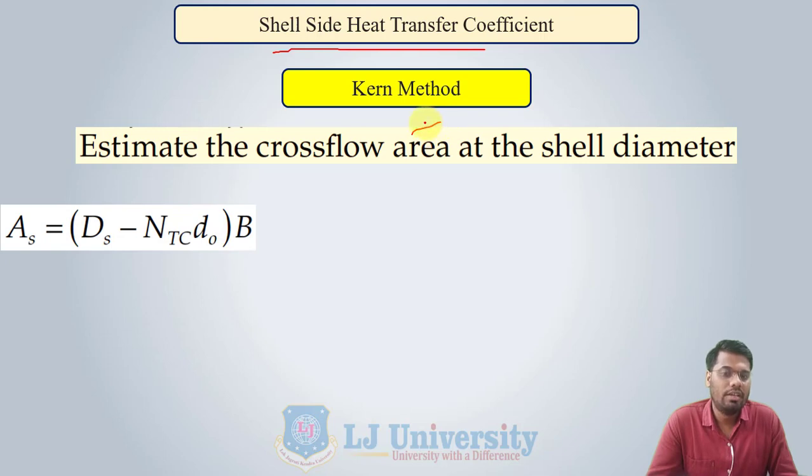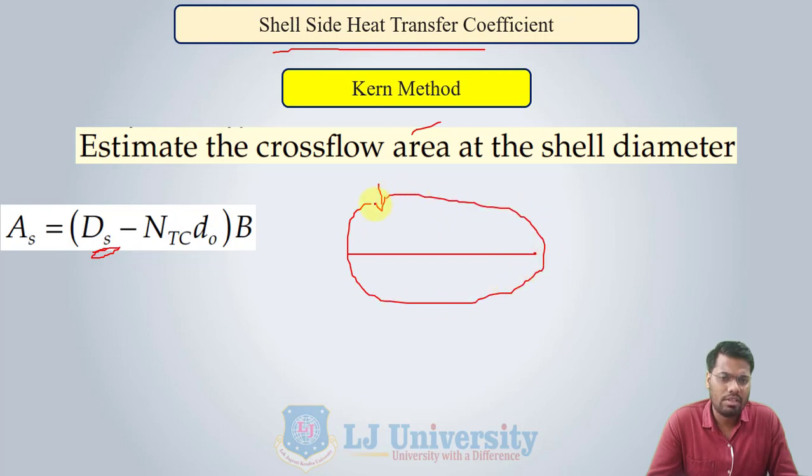So for the Kern method we need the free cross flow area. We can find it from the diameter of the shell. From that, if we subtract the number of tubes times the outer diameter, we get the value of all the clearance length. Multiplying by the space between the two baffles, the baffle spacing B, we get the value of As.